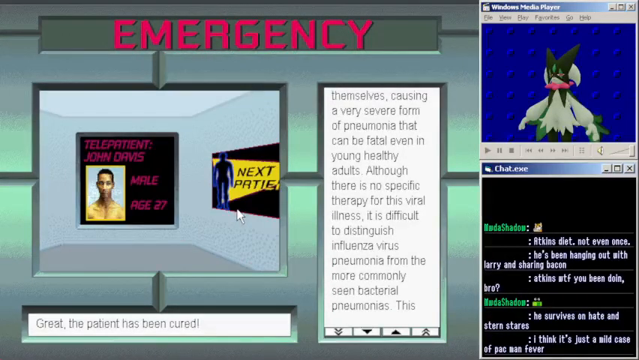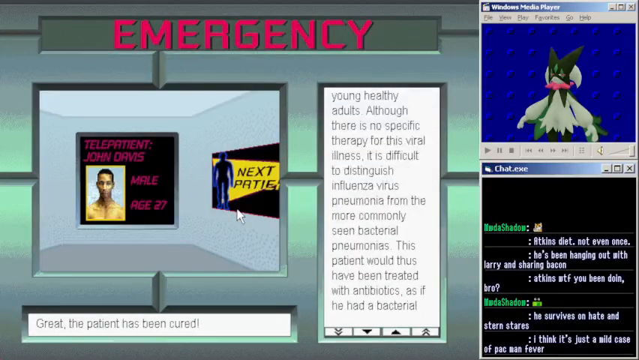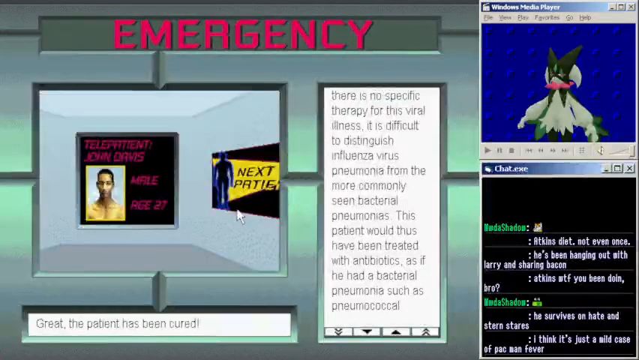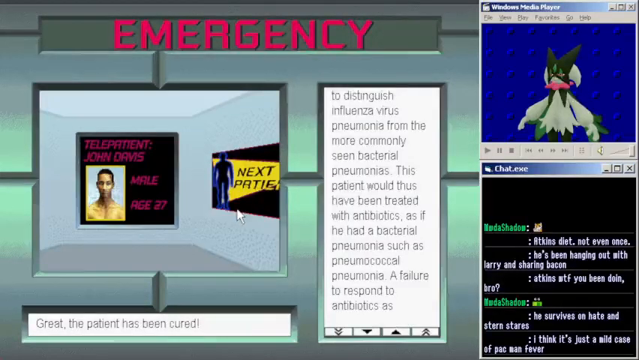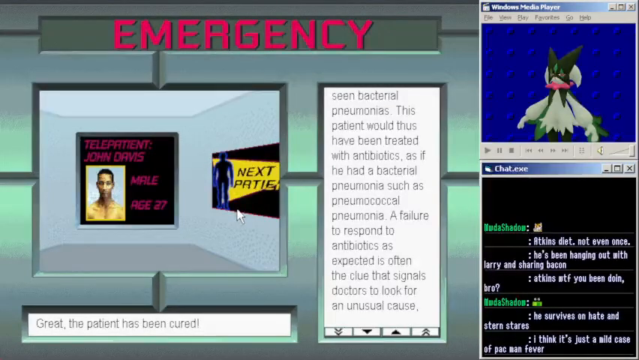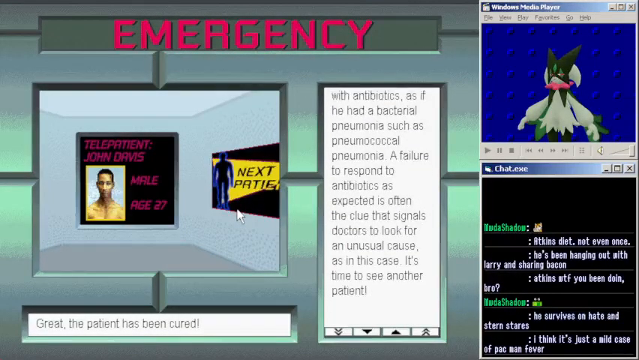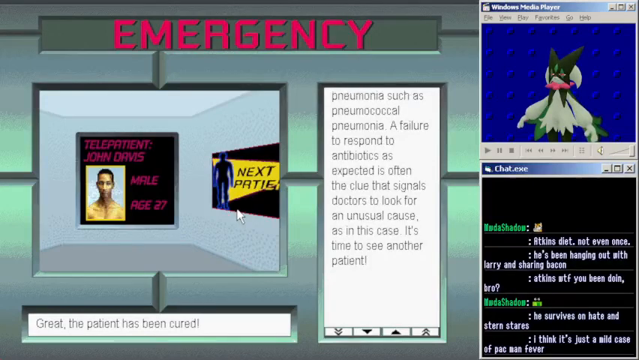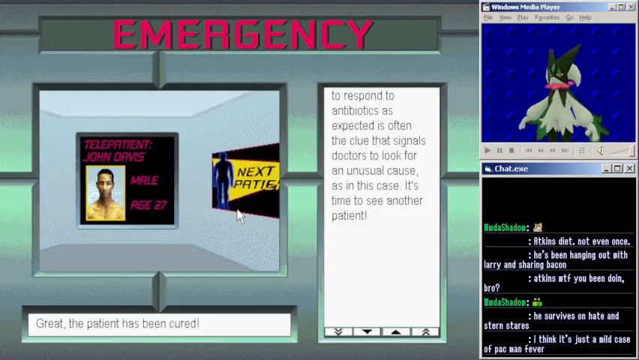Although there is no specific therapy for this viral illness, it is difficult to distinguish influenza virus pneumonia from the more commonly seen bacterial pneumonias. This patient would thus have been treated with antibiotics, as if he had a bacterial pneumonia, such as pneumococcal pneumonia. A failure to respond to antibiotics as expected is often the clue that signals doctors to look for an unusual cause, as in this case.